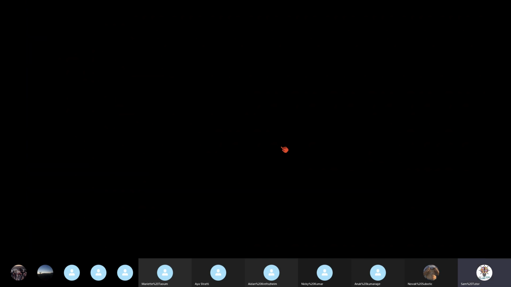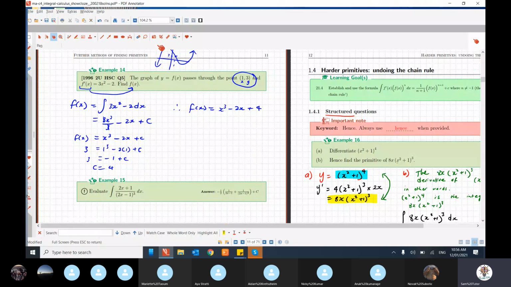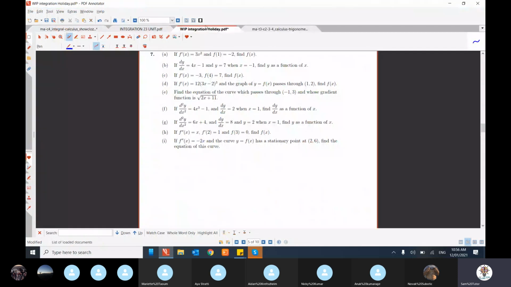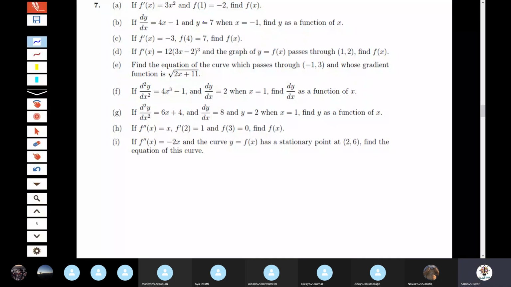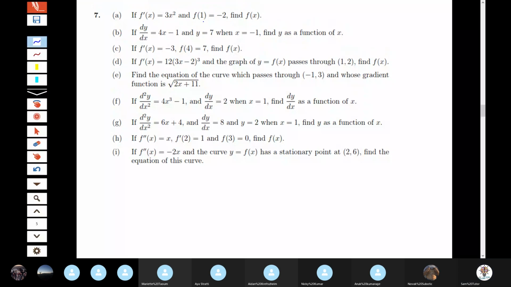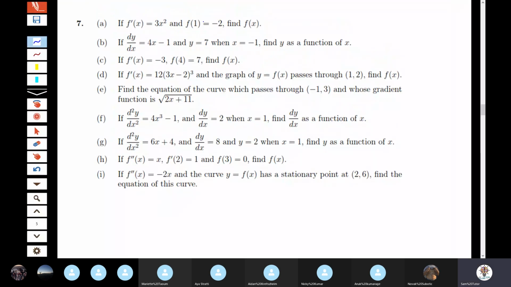All right. Then let's start from the top. Aiden, you're going to go first. Let's do question 7a. It says f dash is 3x squared and f of 1 is equal to -2. Find f of x. How do you find f of x? Using what method or what technique? If you're given the derivative and you want to find the original, you integrate.